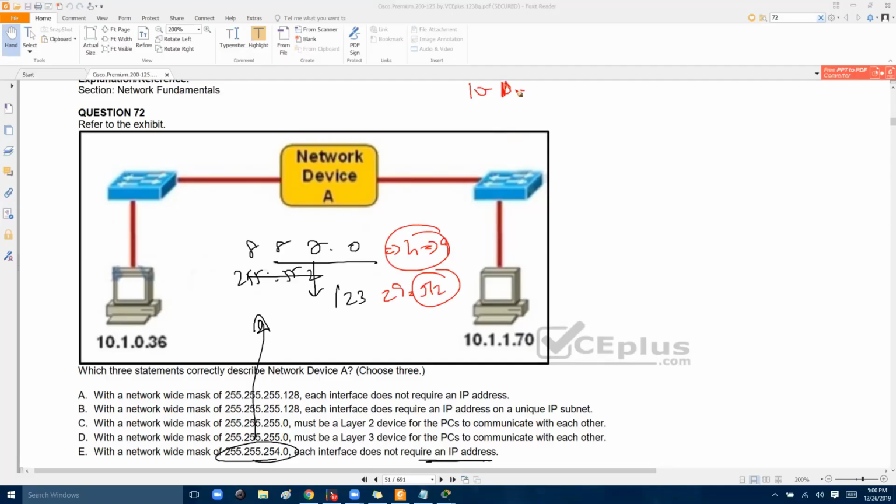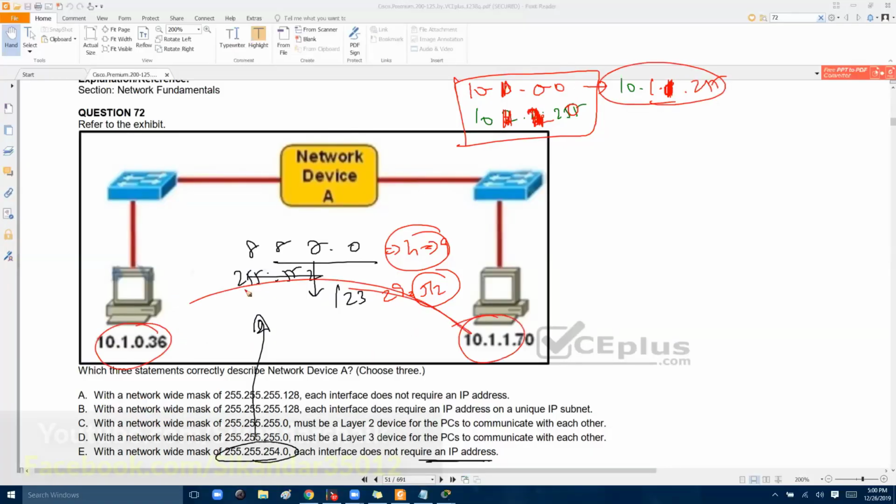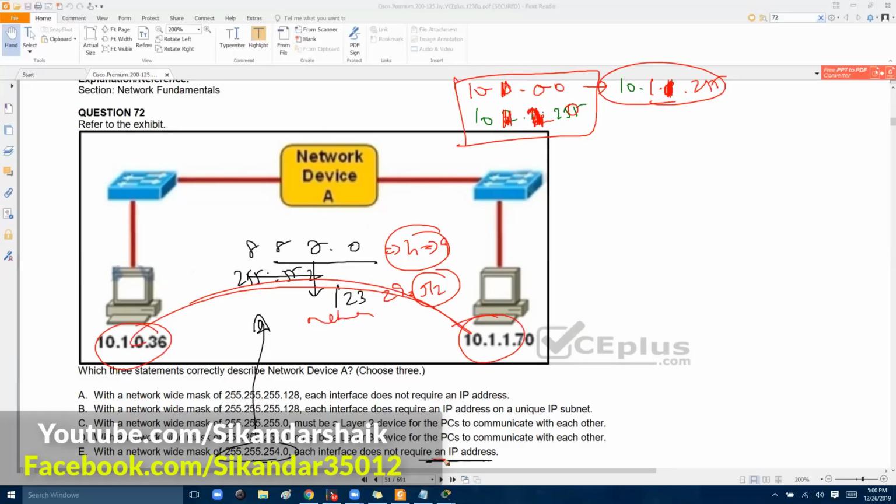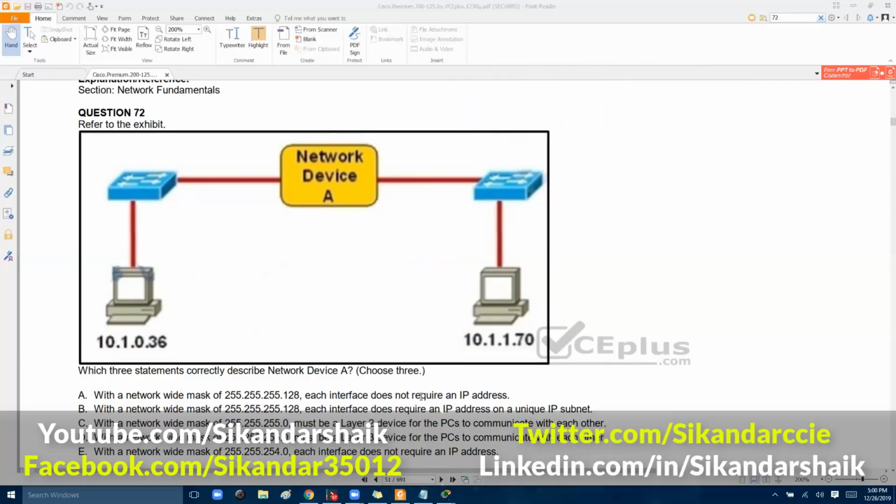The range will start from 10.1.0.0 and it will end on 10.1.1.255, right? Because the next range will start from 2.0. So these two addresses will be in the same network. So basically you don't need an IP address in between. So that's how you need to figure out. Again, you need to be good with subnetting calculations to figure out these options.